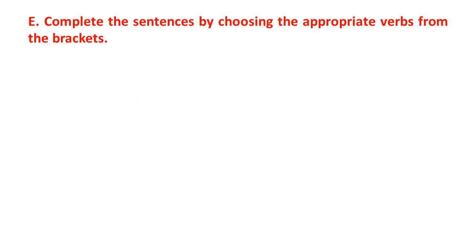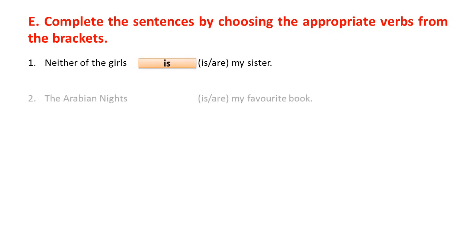Now let's apply the rules of subject-verb agreement and solve the exercise. Complete the sentences by choosing the appropriate verbs from the brackets. First, neither of the girls is my sister. According to Rule 4, the word neither is an indefinite pronoun. Therefore, we have to use singular verb. Neither of the girls is my sister.